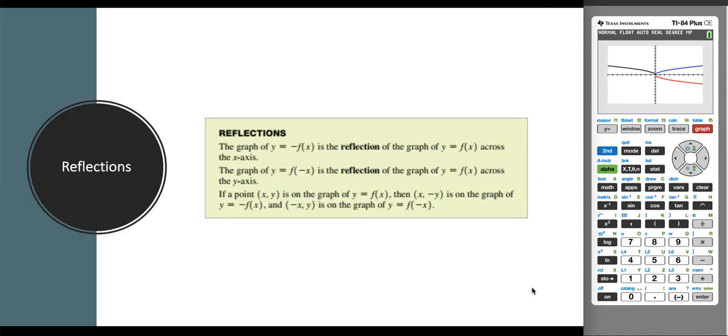Okay, in summary, a negative sign on the outside reflects it over x, and a negative sign on the inside reflects it over y. Great job.